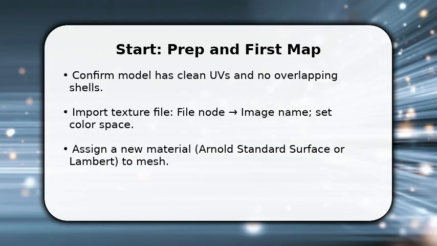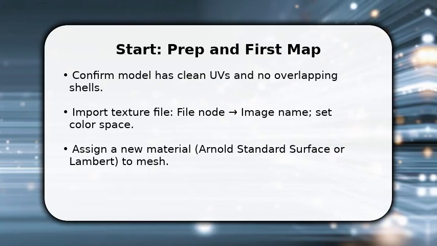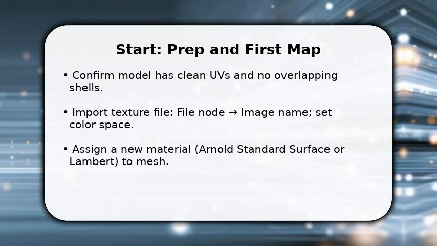You start by making sure UVs are usable. This matters because textures follow UVs. Once done, assign a material to your object so you have a target for the map.